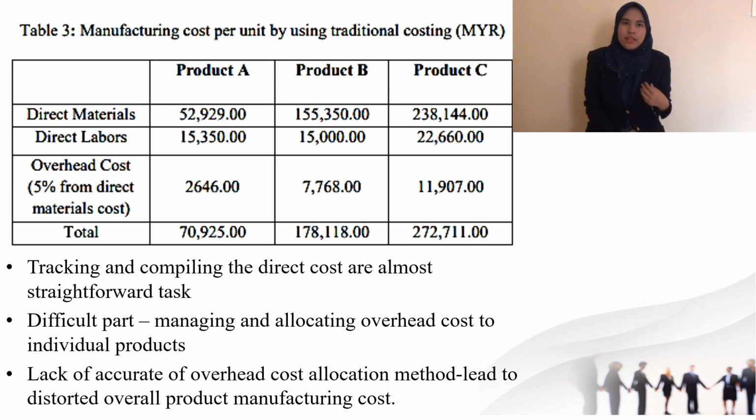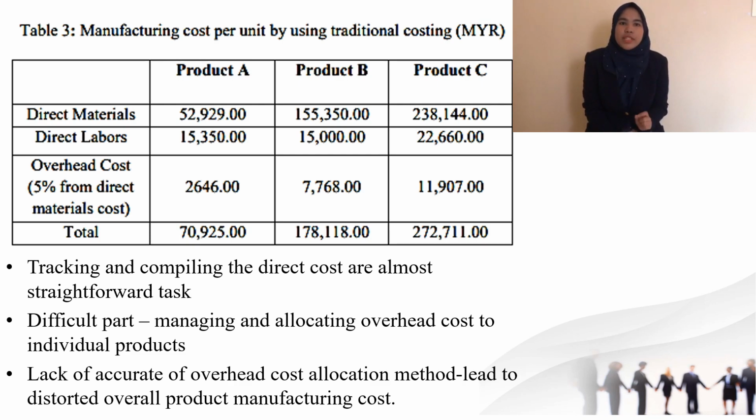For this slide, Table 3 shows the typical traditional costing system, which calculates the total cost of raw materials and direct labor, then applies the overhead costing using 5% of direct materials cost as the allocation factor for the 3 respective product ranges. Tracking and compiling the direct costs, which are direct materials and direct labor, is an almost straightforward task.